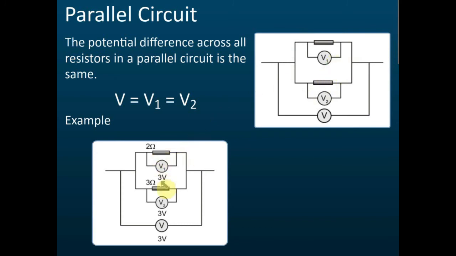For example, this 2 ohm, this is 3 ohm. The potential here is 3 volt. The potential here must also be 3 volt. No matter what the resistance is, this 2 ohm or 200 ohm or 2000 ohm, if this is 3 volt, this must also be 3 volt. And the one across the two resistors, this must also be 3 volt. So for parallel circuit, the potential difference is the same for all the branches. Here 3 volt, here 3 volt, and all together is also 3 volt. That's for parallel circuit.